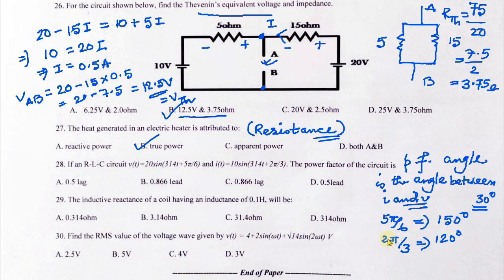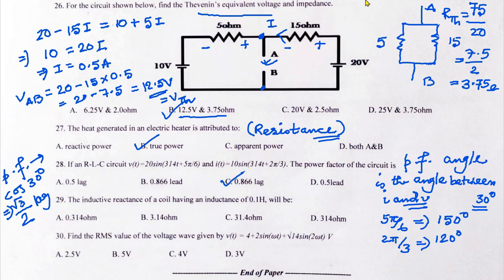That means the current is lagging the voltage, and the power factor is cosine of the power factor angle. So the power factor is cos of 30 degree, that is root 3 by 2, and lagging. Now we know root 3 by 2 is nothing but 0.866. So option C here is the correct answer.